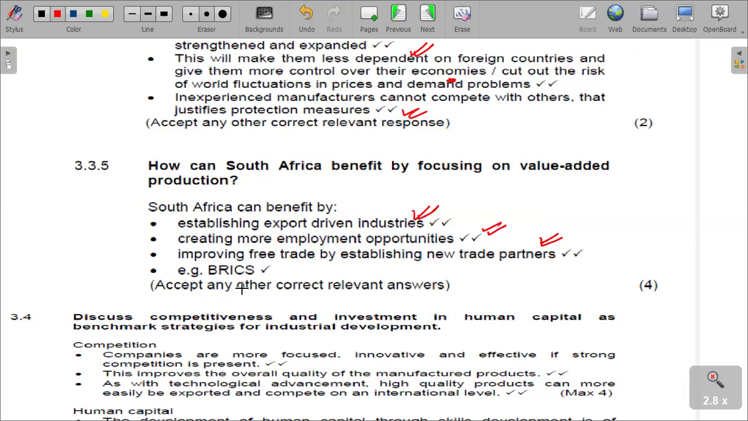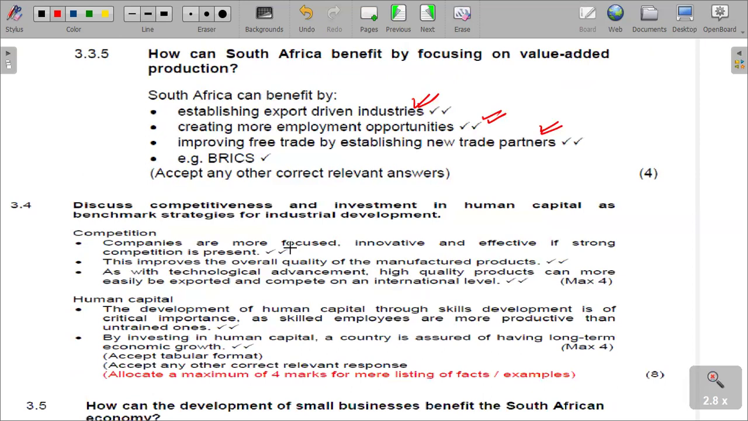An example is the BRICS. I think you have heard quite a lot of times about the BRICS summit in Johannesburg and so forth.